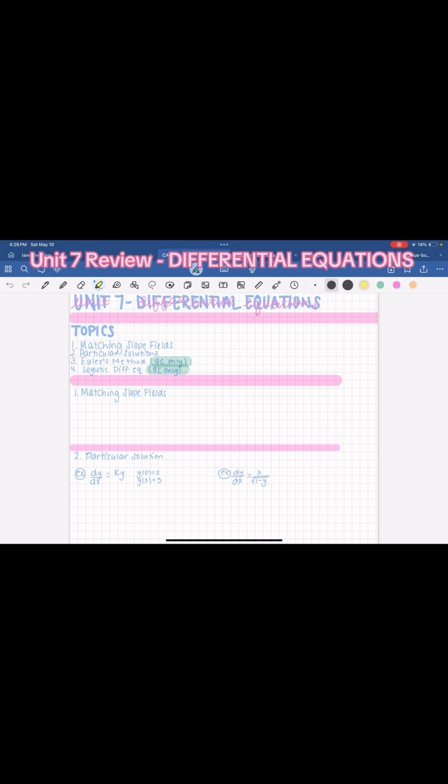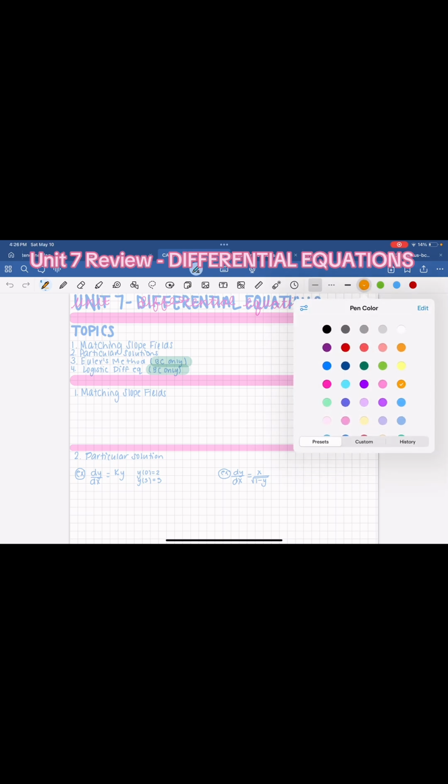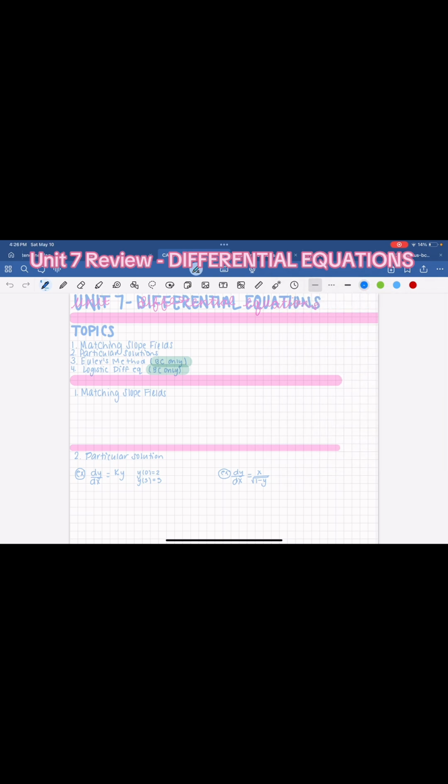The topics that you need to know are matching slope fields, particular solutions, Euler's method for BC, and logistic differential equations for BC. So there is not going to be sketching slope fields, but there could be matching slope fields on the multiple choice.